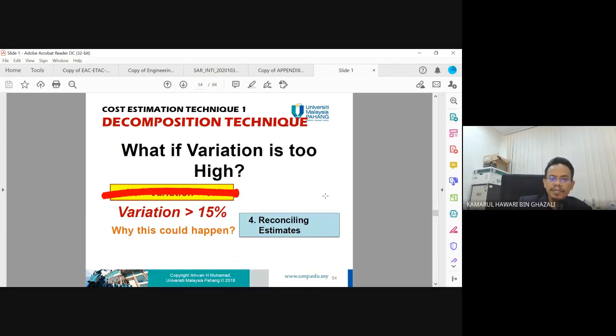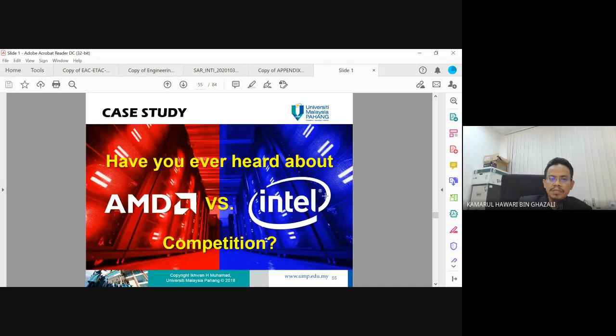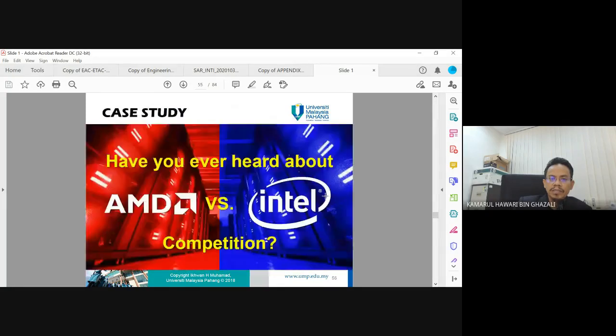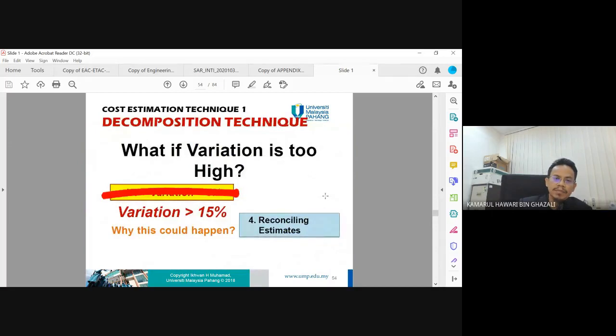What if the variation is too high? Variation is greater than 50%. Why could this happen? So we will look at why the cost variation is too high.